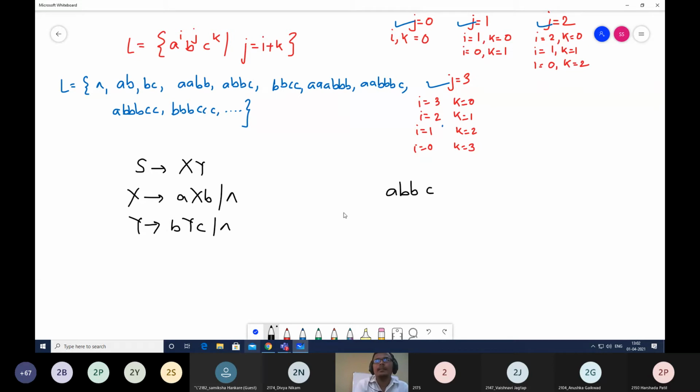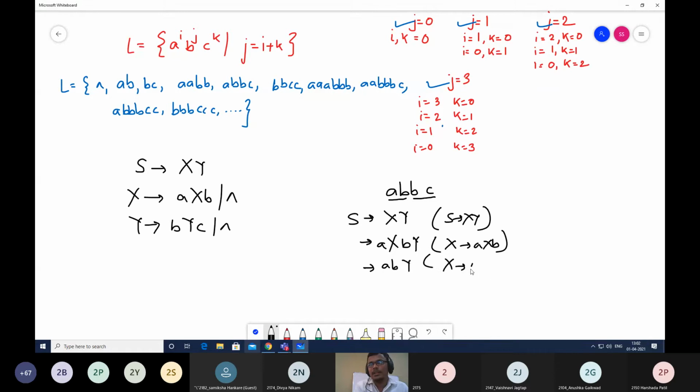If I take some strings for checking acceptance, suppose I take the string ABBC, how will it lead to acceptance? First I'll apply S gives XY. Then from X I'll try to generate this, and from Y I'll try to generate this. From X, I'll apply AXB. Next, this Y is there. Next time I'll apply X gives null. Then from Y, I apply BYC. And next time I apply Y gives null. So my string ABBC is getting accepted.